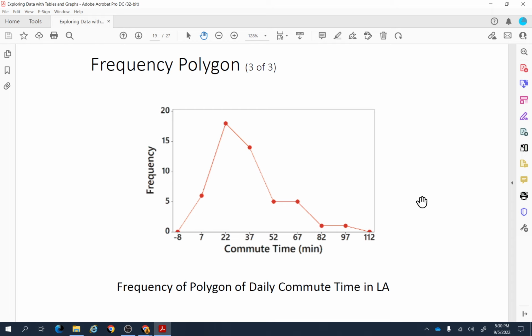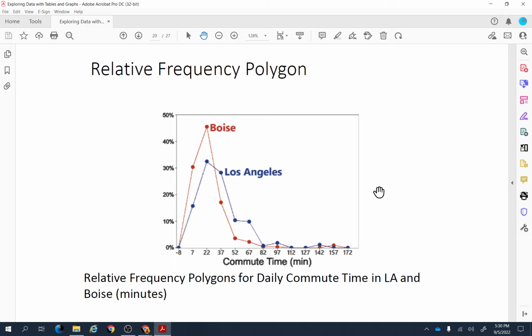The good thing about the frequency polygon and relative frequency polygon is you can compare two relative frequency polygons of two different data sets, like the commute time in Los Angeles versus the commute time in Boise. Okay, so that's because of the relative frequency polygon.